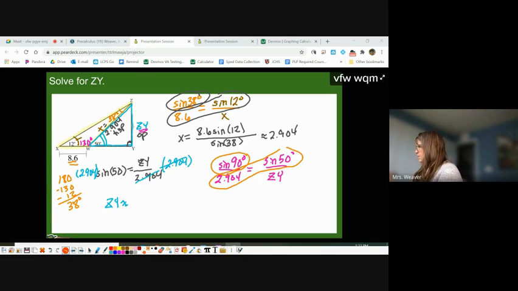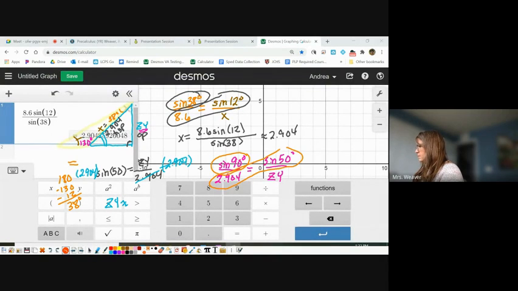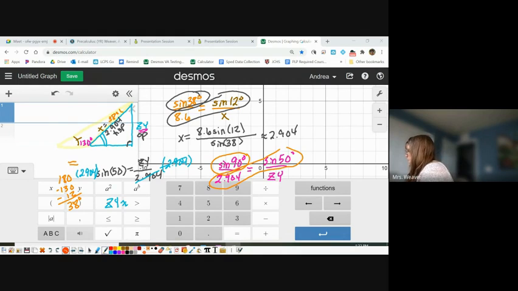Let me show that one more time for people that want to see it. I'm going to do the law of sines way because that's what's new for today. I like to write it out, so we want to show on paper what we're going to do on our calculator. So the measure of zy is going to be 2.904 sine 50, that's the cross multiplication, divided by sine 90.